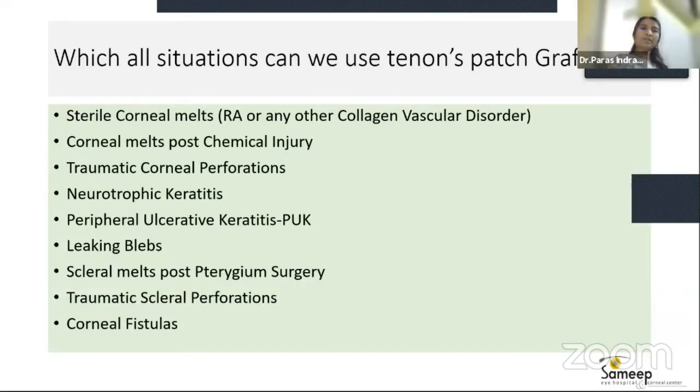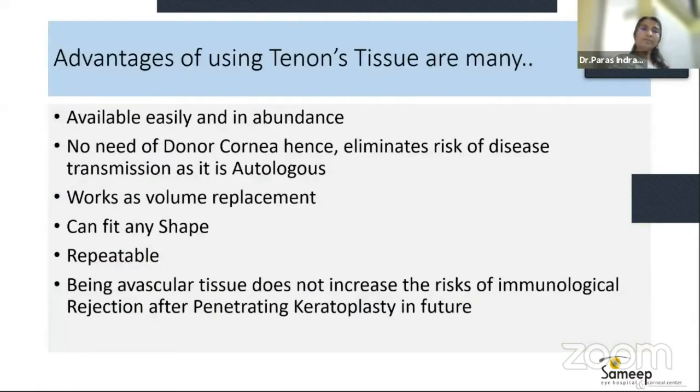Situations where we can use tenons patch graft can be sterile corneal melts, post-chemical injury, traumatic corneal perforations, neurotrophic keratitis, peripheral ulcerative keratitis, leaking blebs, scleral melts, post-pterygium surgery, traumatic scleral perforations, and corneal fistulas.